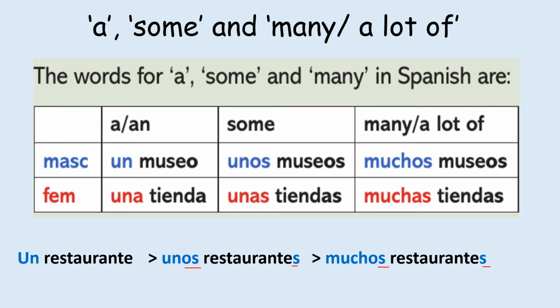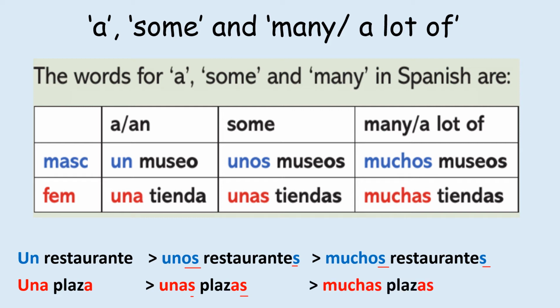However, if I want to talk about squares, in Spanish, square is feminine. So I'm going to choose una if I want to say a square. Una plaza, a square. If I want to say some squares, I'm going to choose the feminine form, unas plazas. And again, I make it plural because I'm talking about more than one square. And if I want to say many squares, I will say muchas plazas. Again, feminine and plural.